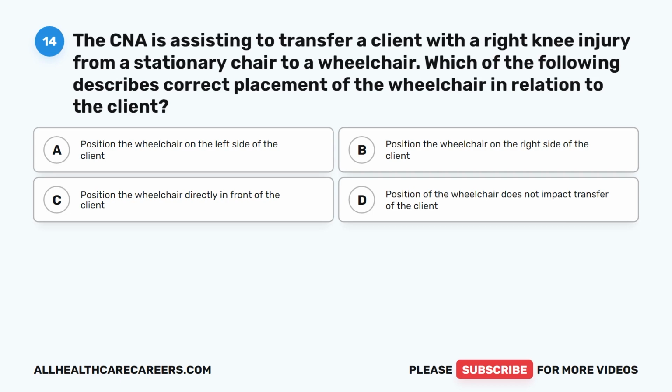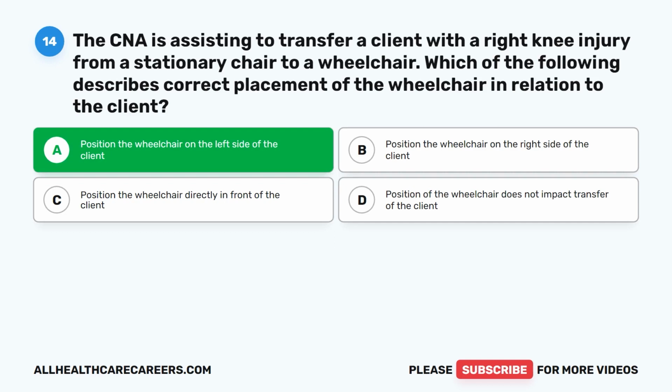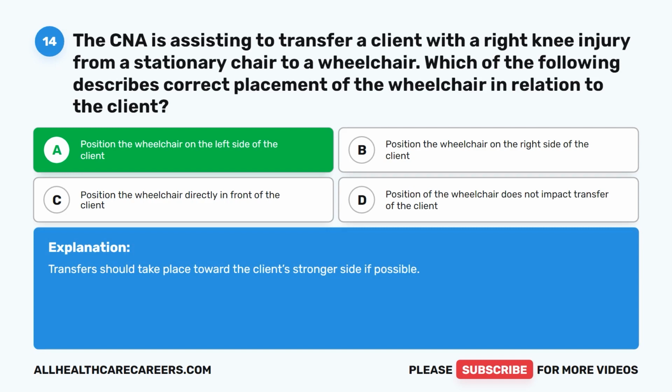C. Position the wheelchair directly in front of the client. D. Position of the wheelchair does not impact transfer of the client. The correct answer is A. Position the wheelchair on the left side of the client. Transfer should take place toward the client's stronger side if possible.